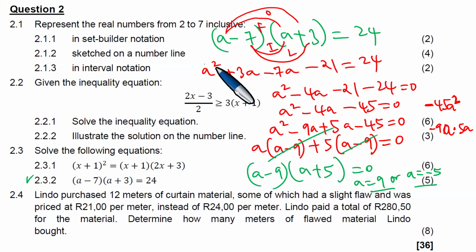Would a be regarded as negative or positive in the original expression? The truth is a is a positive 9 or a is a negative 5. This is exactly what we're getting. We move forward and we get the following: if a is 9 or a is minus 5.